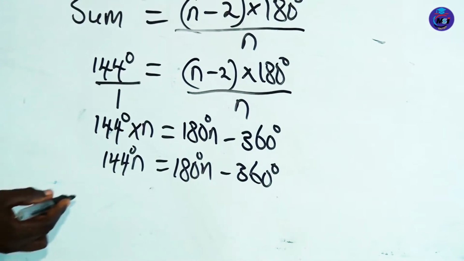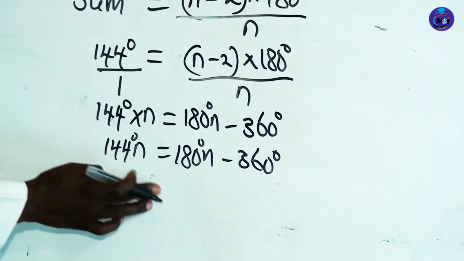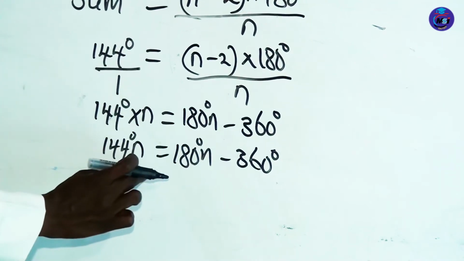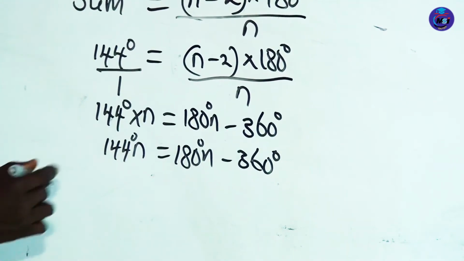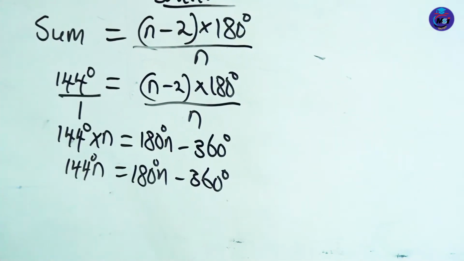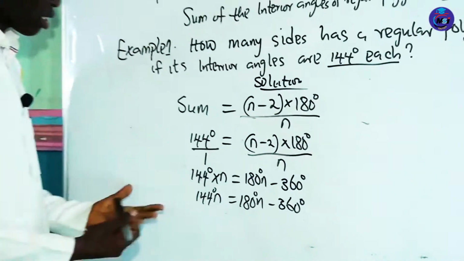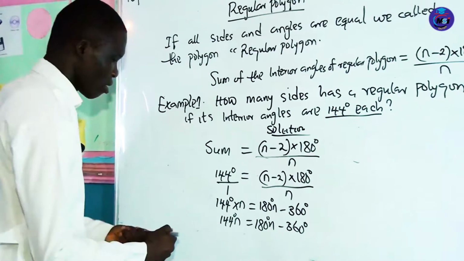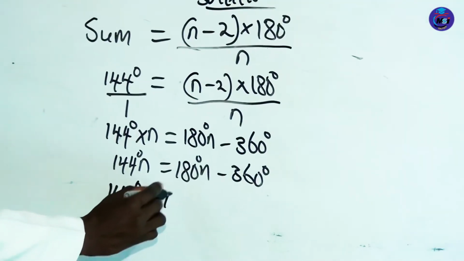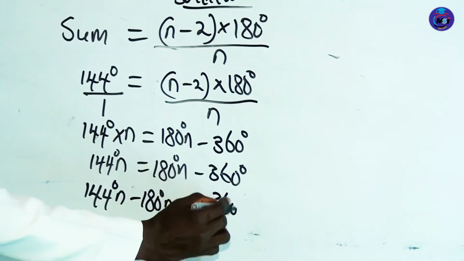Okay, you collect the like terms. You can see we have n here, we have n here. So this and this can go together. This 180n we move to this side. It will turn to minus. 144 degrees n equals 180 degrees n minus 360 degrees. And we collect the like terms now. We are going to have 144 degrees n minus 180 degrees n equals minus 360 degrees.